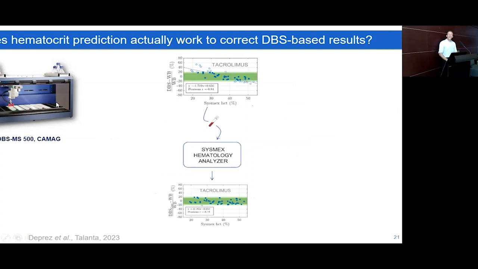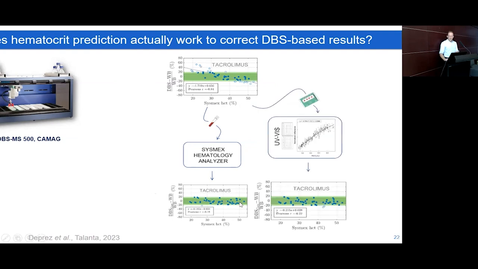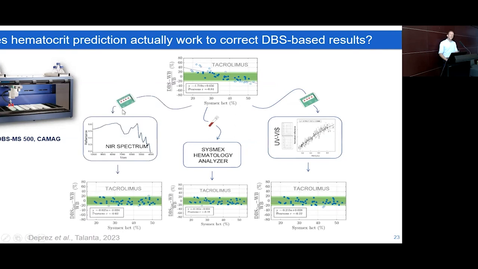If you know the hematocrit, if you measure it in the blood tube, you can correct for it, and then this is what you get. So this works. If you apply one methodology, reflectance-based, which is what's built in here, then again, we can correct these results. And if you use the near-infrared technology, which we also have in our lab, again, we can correct these results. Again, important, these corrections are based on another data set for which you set up a correction algorithm and then applied on this data set.